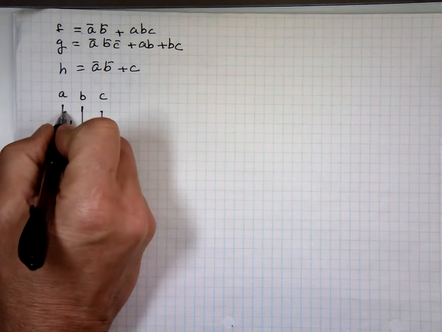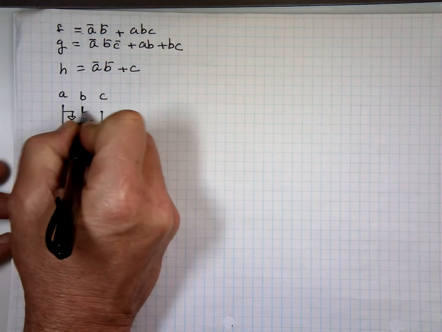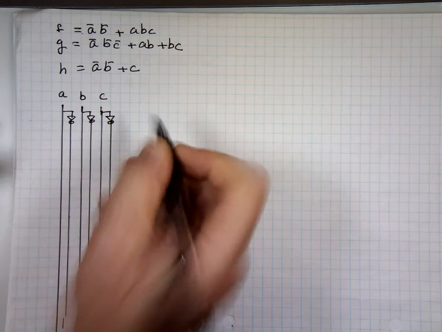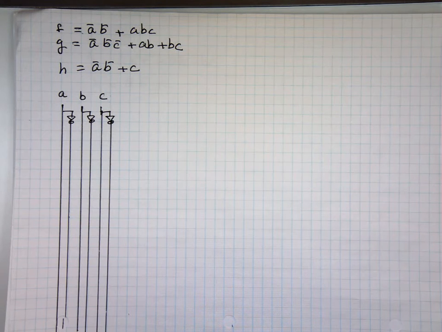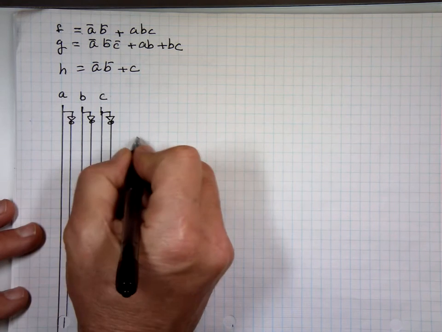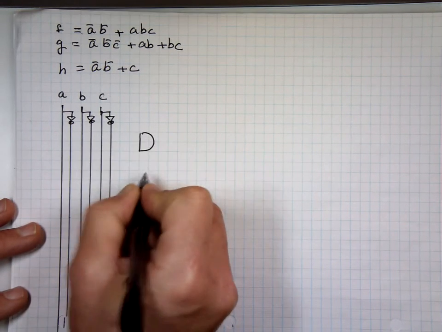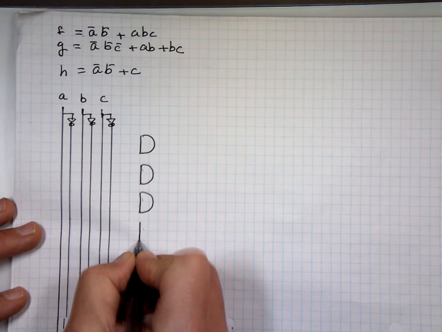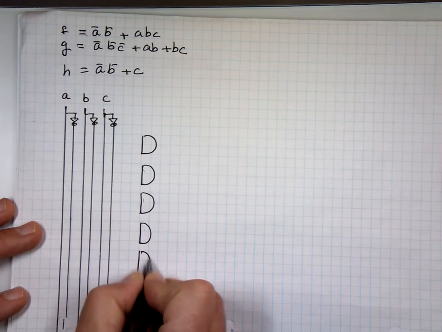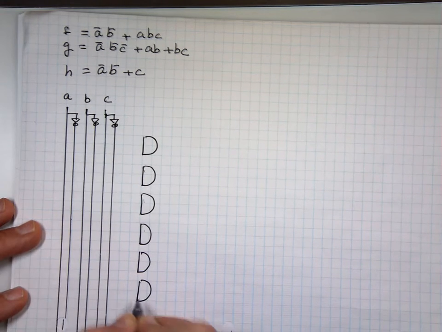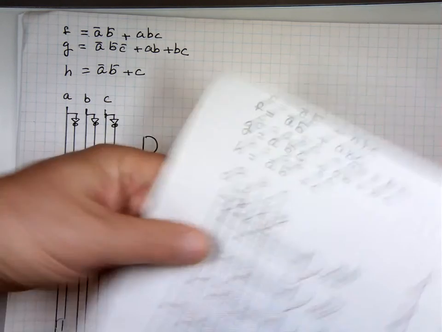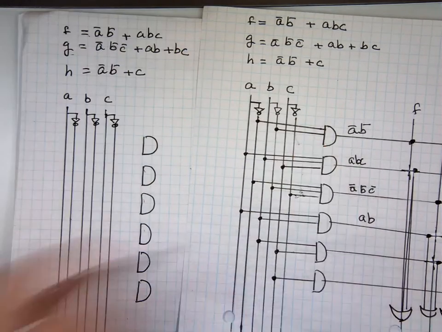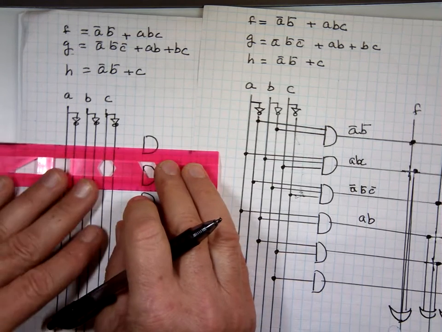I'm going to put a NOT gate for each one. I get A bar, B bar, and C bar. And again, I still have six gates, six AND gates. Let me put this next to it so you get to see the advantage of that. Instead of drawing two lines going to this, when you see that now, you're only going to see one line.